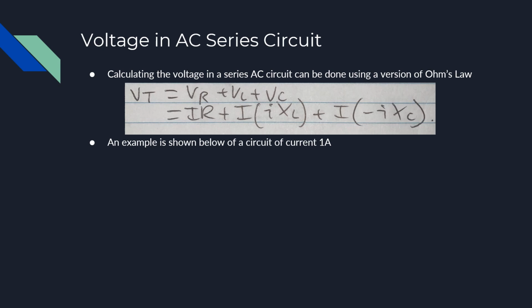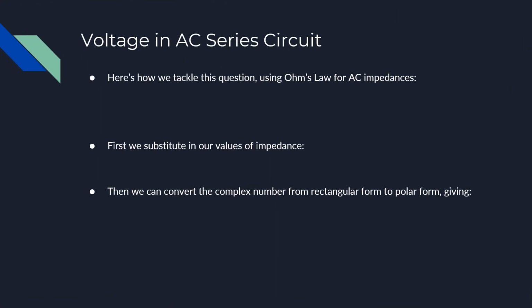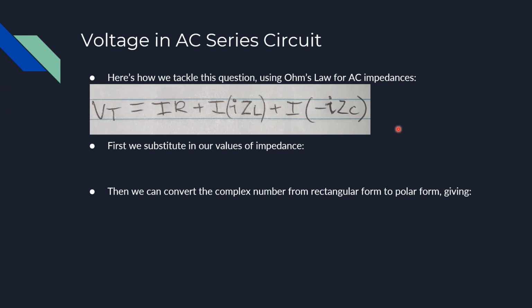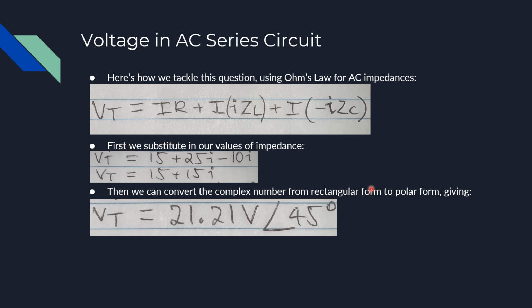Calculating the voltage in a series AC circuit is done by using a modified version of Ohm's law as shown here. An example is given here for a circuit of current 1 amp and the given impedances. Here's how we're going to tackle this question. So we use our modified version of Ohm's law given from the previous slide. We substitute in our values of impedance, which gives us a complex number in the rectangular form. We can then convert this to polar form to give a voltage with magnitude and a phase angle.